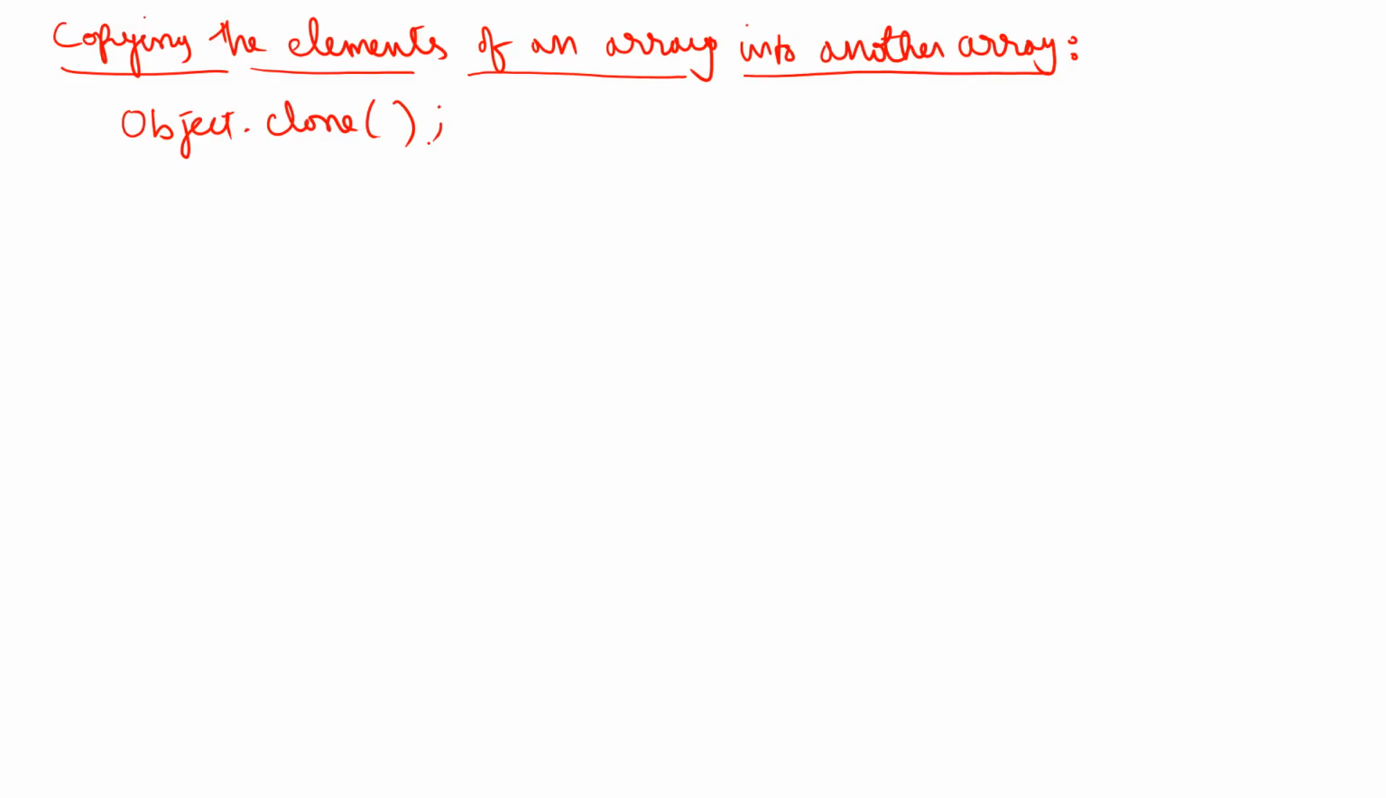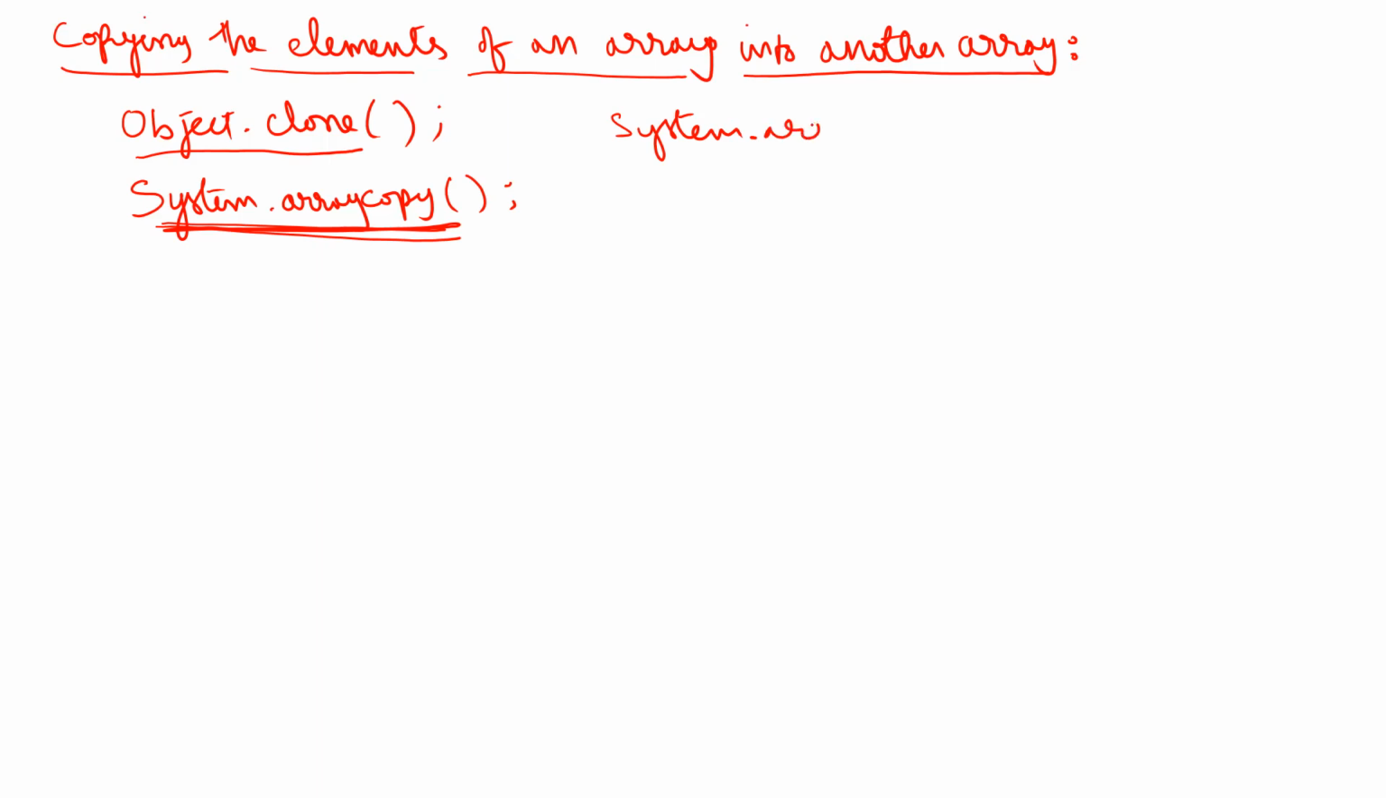So we have already seen this method Object.clone. In this video, we will see the method System.arraycopy. So this is the method we will see. This method takes 5 arguments. So the first argument is the source array.